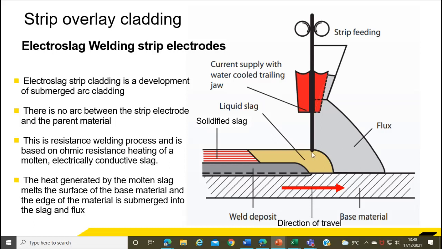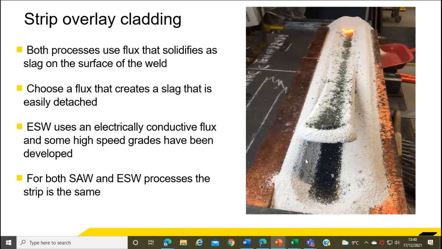The process works in the same way, in that the filler metal is fed into the molten pool, but it's not an arc. That's the big difference. It's ohmic resistance. Both of the processes use the same strip, whether you're using submerged arc welding or electroslag welding. So the strip is not different for the two processes. What is different, as I've mentioned, is the flux.